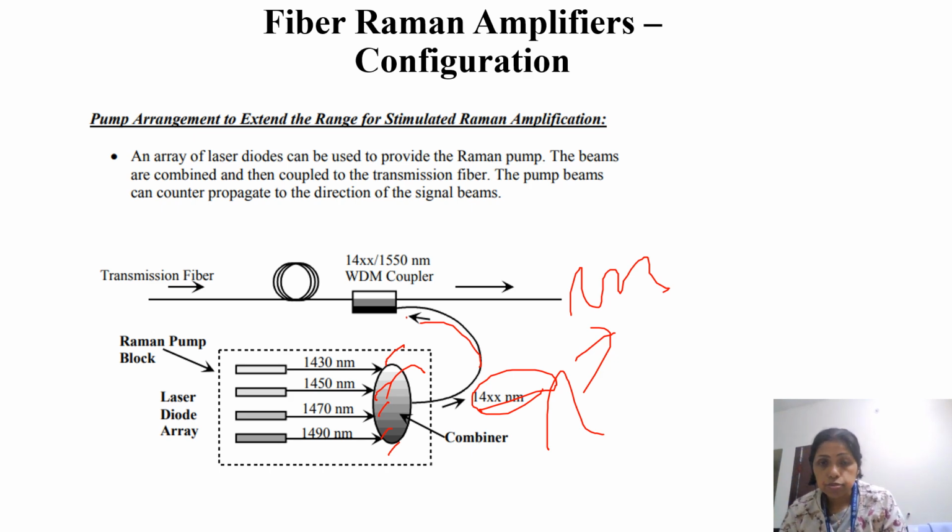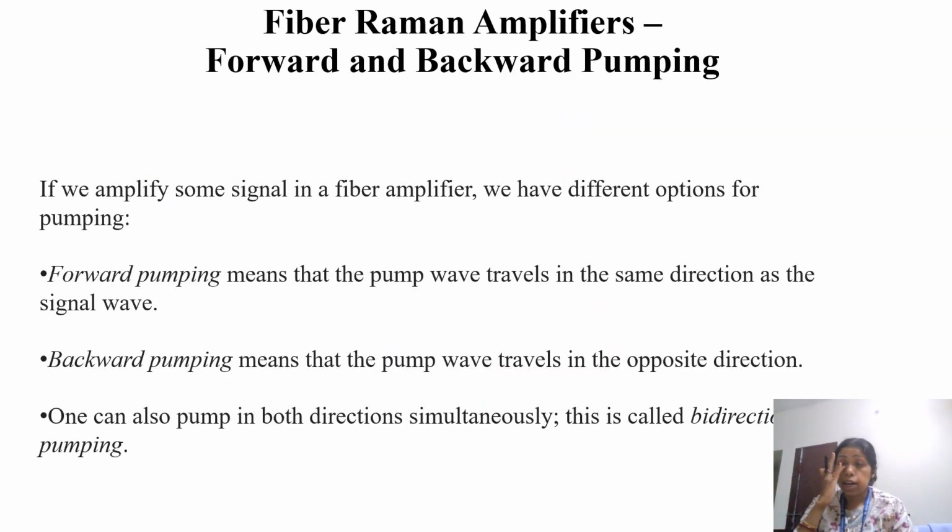Okay, so this is how we can arrange the pumping mechanism in the fiber Raman amplifier for achieving stimulated Raman emission. You can see the different wavelengths, 430, 450, 470, and 490 nanometers, that we are providing. This consists of a diode laser array. And similar to the erbium-doped fiber amplifier we discussed, there are two different ways you can provide the pumping. In the same way in the fiber Raman amplifier also, forward pumping and backward pumping.